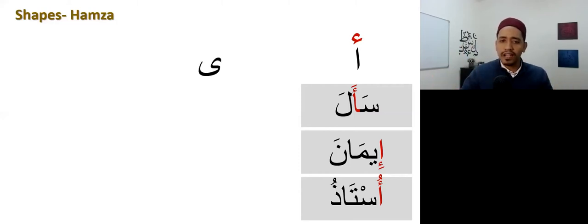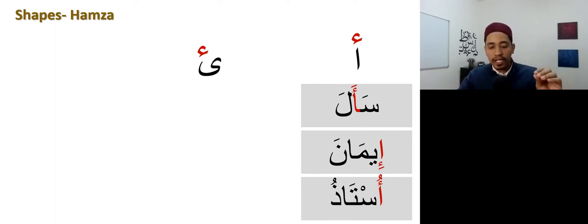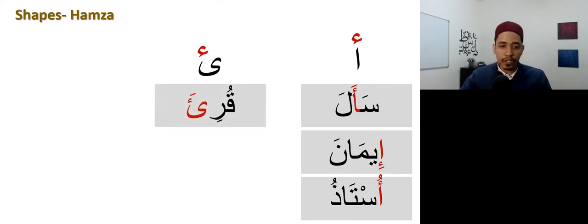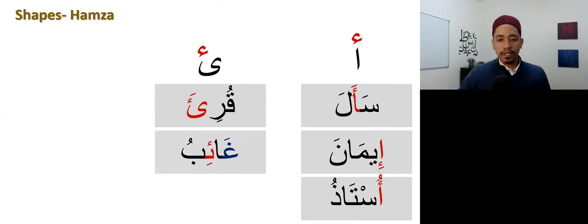Okay, let's move on to the ya. When the hamza comes on the ya, it's going to lose its dots. You're not going to see a ya with dots when it has a hamza on there because it's just a housing. It's not a ya anymore. You can forget about that letter being a ya now. It's just a hamza, and whatever letter is at the bottom is just a housing. So for example here, what's highlighted in red is a hamza with a fatha. A. Quri'a. That means it was read.